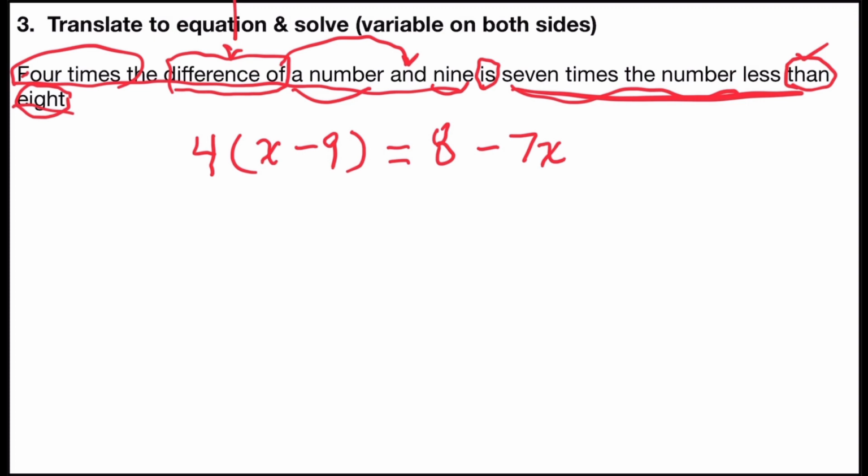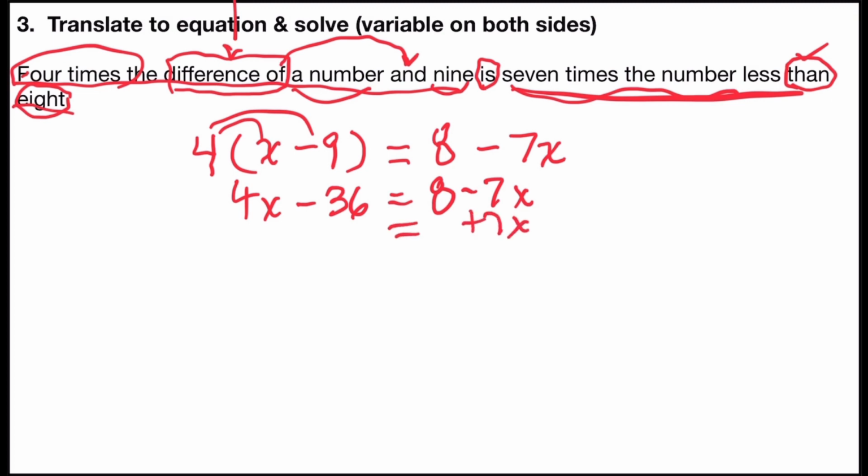4 times x minus 9 equals 8 minus 7x. I know they're simplifying with the distributive property on the left side. That will give me 4x minus 36 equals 8 minus 7x. Now I'm going to have to collect my variables all on one side and my numbers on the other. I could subtract 4x from both sides, or I could add 7x to both sides. I'm going to choose to add 7x to both sides in order to keep my variable term positive.